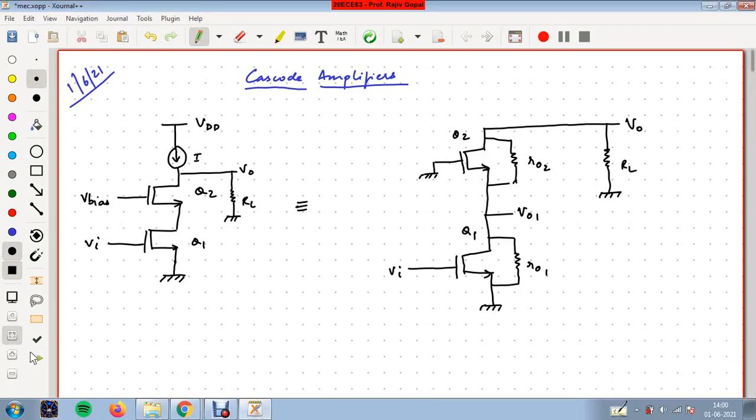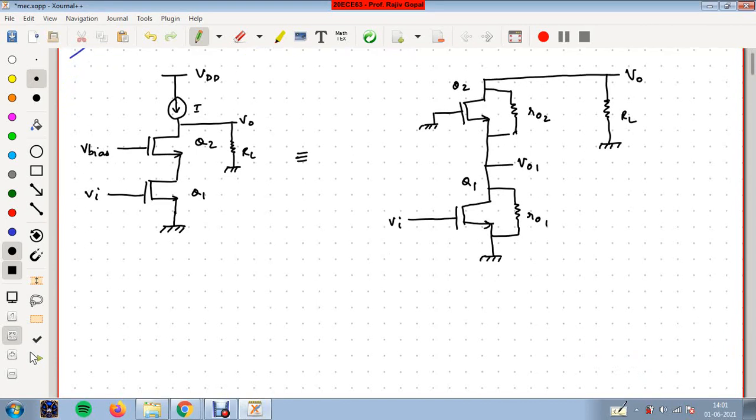All right. So this is our cascode amplifier. If you see here, you have Q1, Q2. Q1 is the common source stage, which actually provides the bulk of the amplifier. This is where the actual amplification happens. Q2 here is the common gate stage.